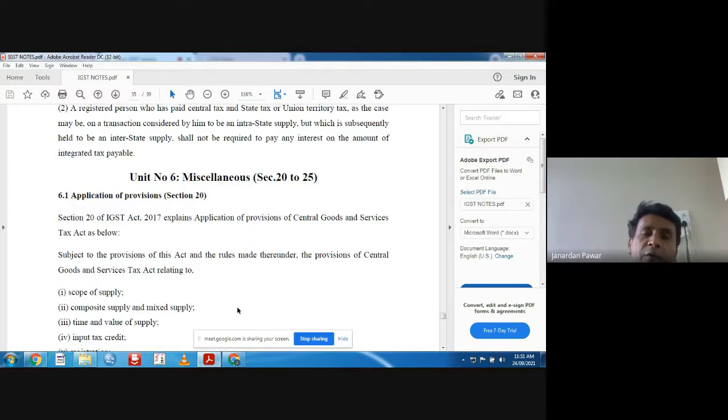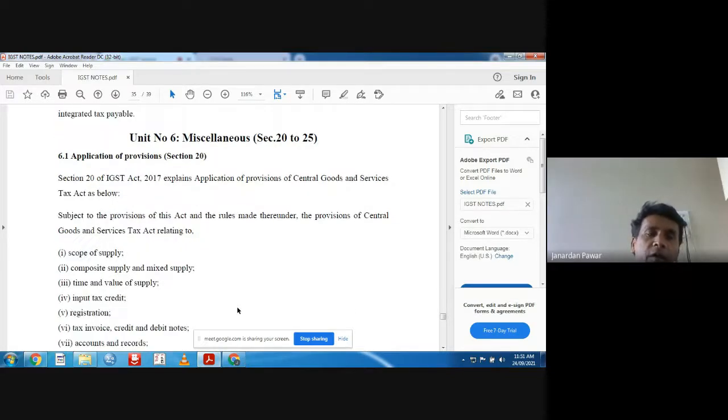under Section 20, they have taken some sort of provisions, which are like: subject to the provisions of this Act and the rules made thereunder, the provisions of Central Goods and Services Tax relating to what? No doubt, they have made provisions, but under Section 20, they have taken some provisions relating to the following items. The provisions made in relation to the following items are covered in Section 20. So whatever provisions are made under this Central Goods and Services Tax Act 2017, those are covered under Section 20 of the IGST Act. So what are they?